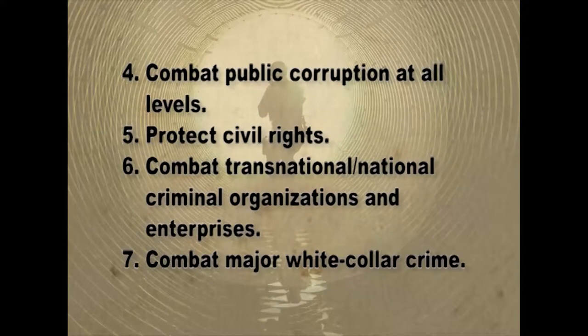Combat public corruption at all levels. I think this is the case all over the world. We blame that in India corruption is there, but it's not in the United States of America. It's the same. So here CBI is doing it, there the FBI is doing it. Protect civil rights. Combat transnational or national criminal organizations and enterprises. So this is very important. You know the neighboring country of America, that's Mexico. And what has happened there? All the drug cartels, all the cartels from South America, are facing a lot of threat. So this is the main thing the Federal Bureau of Investigation is working on.